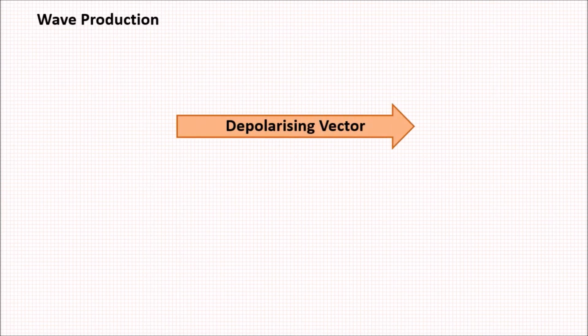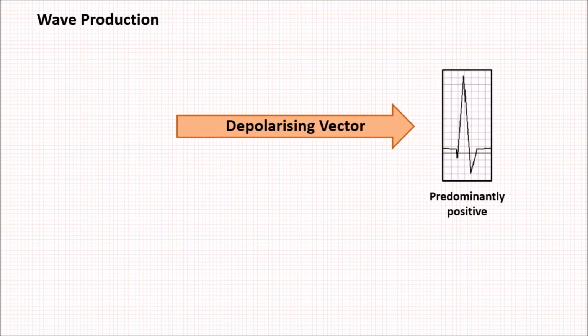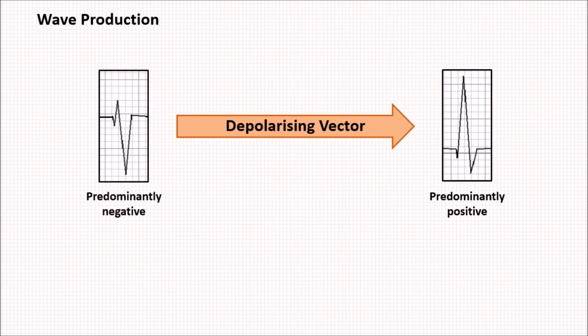Before actually determining the axis of an ECG, you need to know some basic concepts regarding heart vectors and wave production. If the direction of the depolarizing current or vector is in the same direction as the lead, it will produce a positive wave. If the direction is opposite, it will produce a negative wave. And if the lead is perpendicular to the depolarizing vector, it will produce an equiphasic wave.